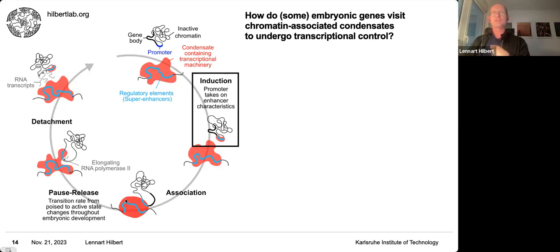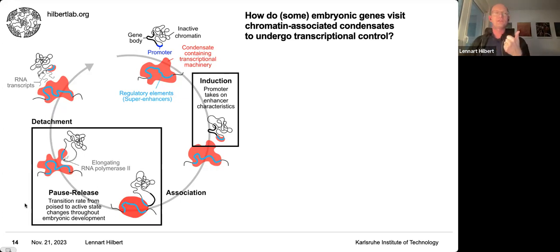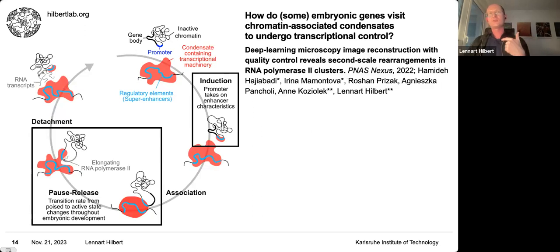Once you are inside of a cluster, you still need to activate to also be kicked out of it. So the second control parameter that seems to be central is the rate at which the Pol2 that associates with a gene is allowed to go into actual elongation activity, allowing also the gene to finally escape and detach from the cluster again. So that's the two additional takeaways compared to our previous work that you can read here.